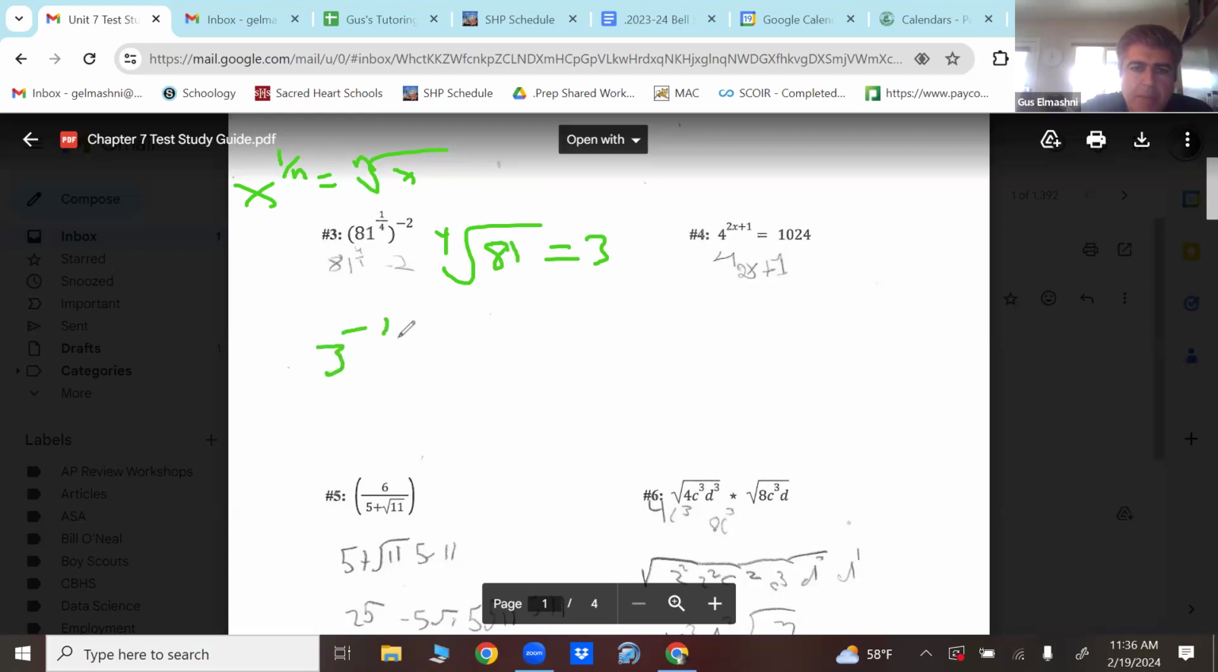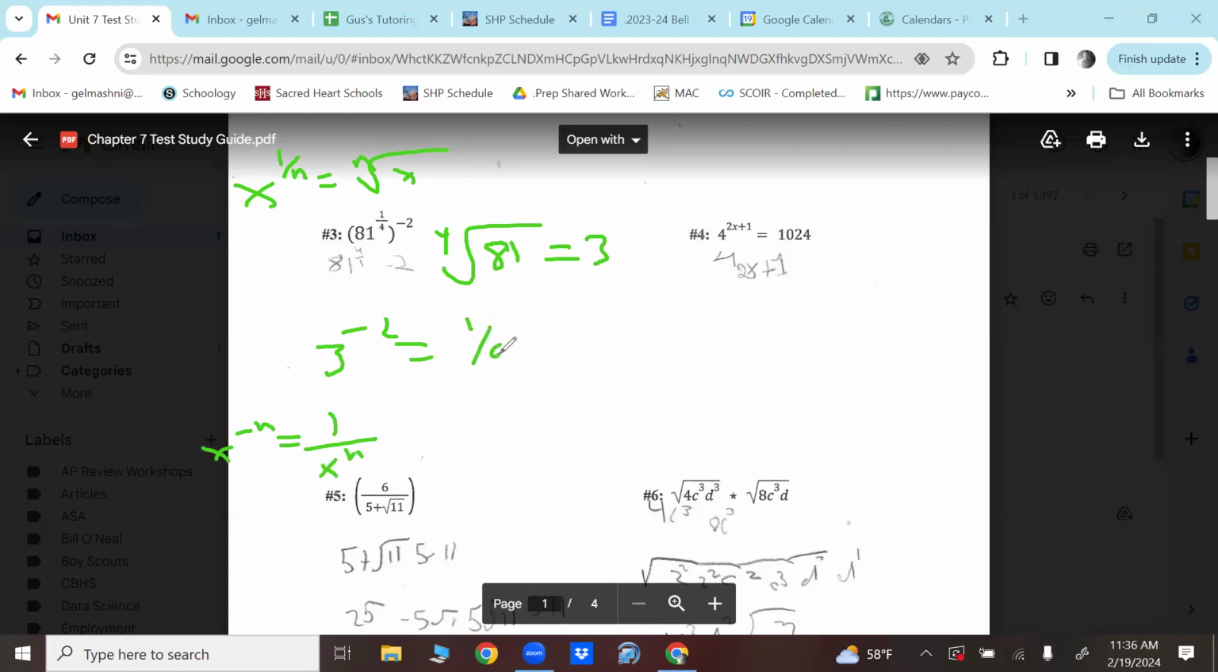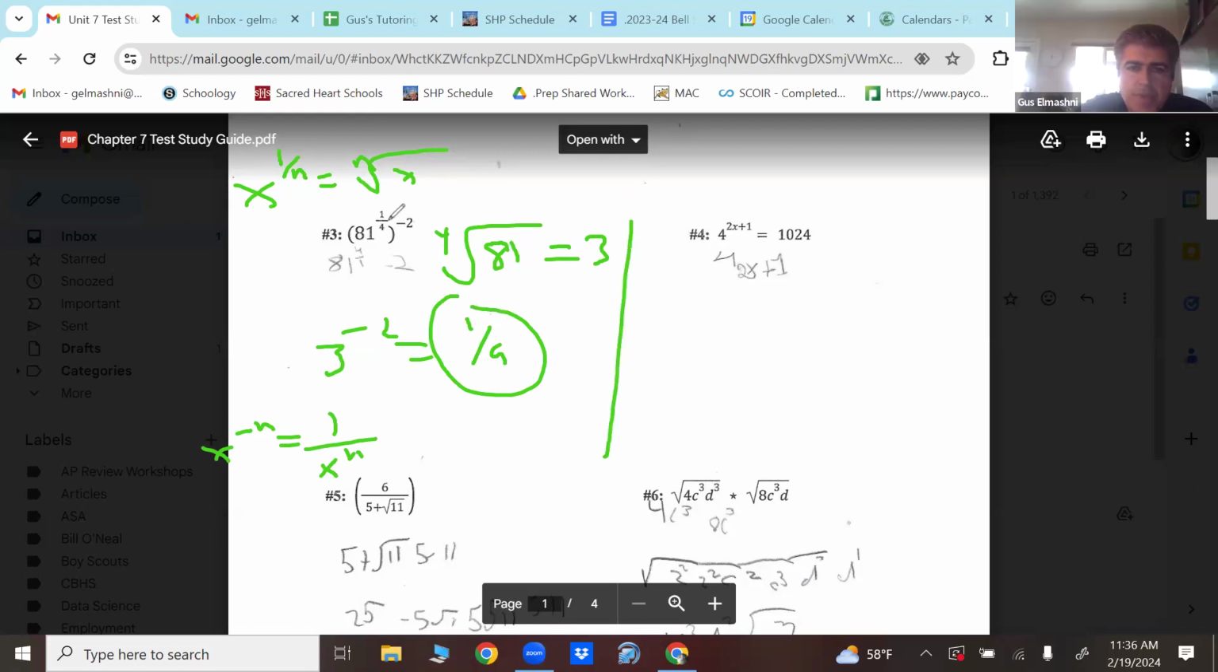So it's 3 to the -2 power. When you have a negative exponent, you do 1 over x raised to that exponent. So you get 1/9. Or you could have done this: distributed -2 to the 1/4.